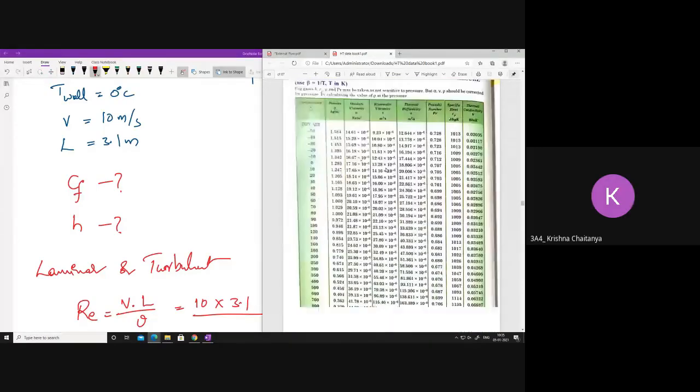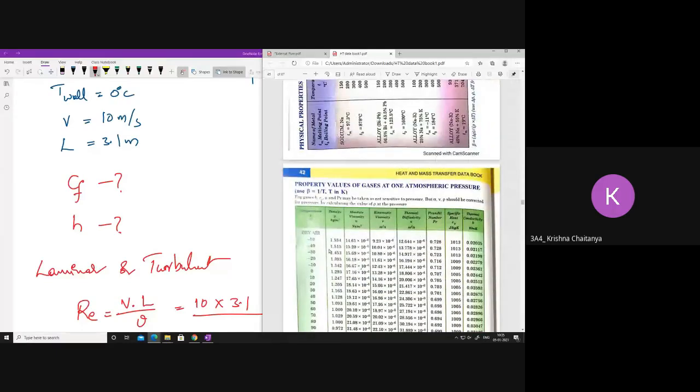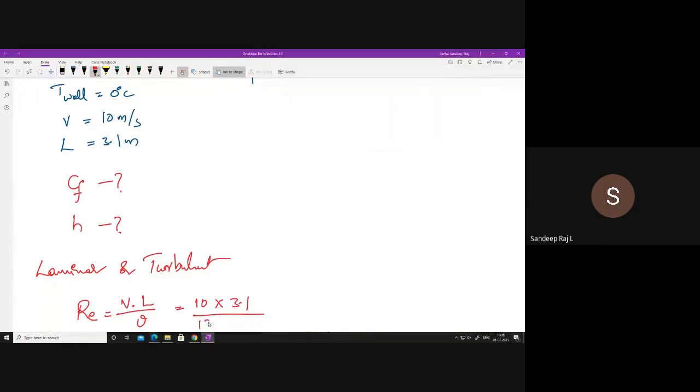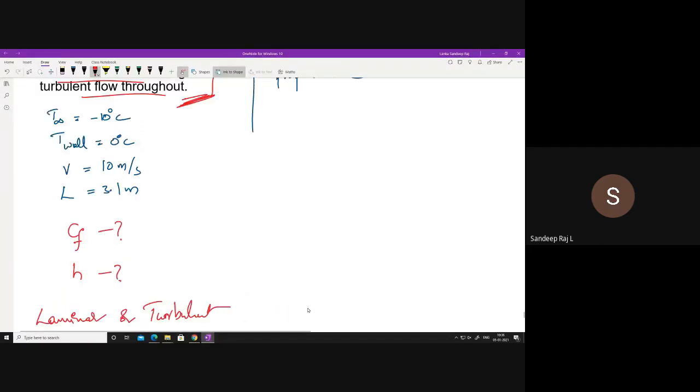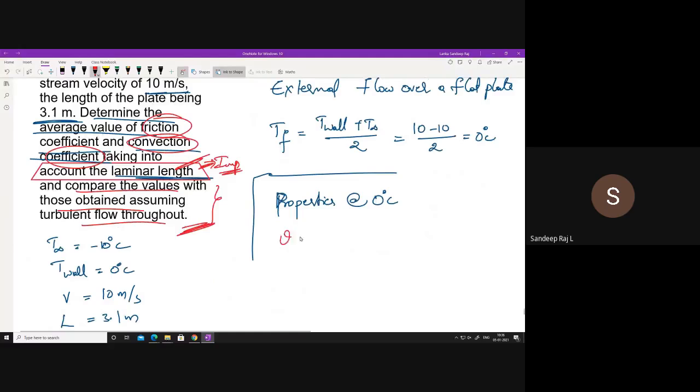Sir, is it 0.6 meters? For 0 degrees, you take the new value, 13.28 into 10 to the power of minus 6. The new value is 13.02 into 10 to the power of minus 6 meters square per second.